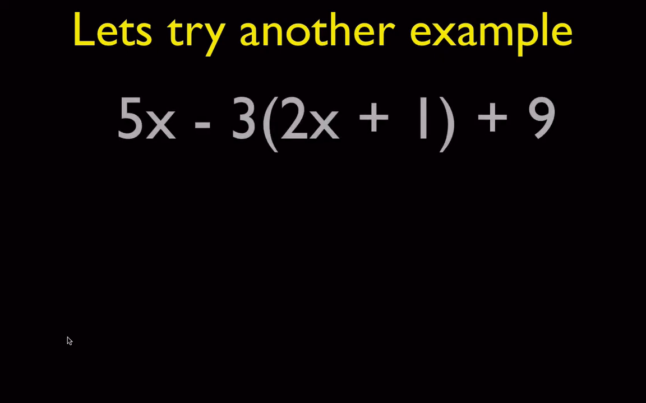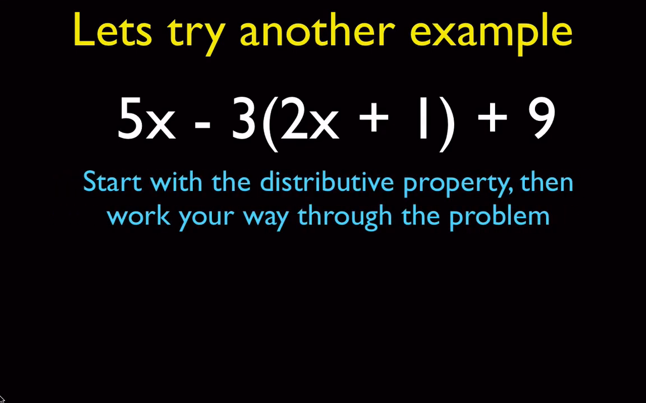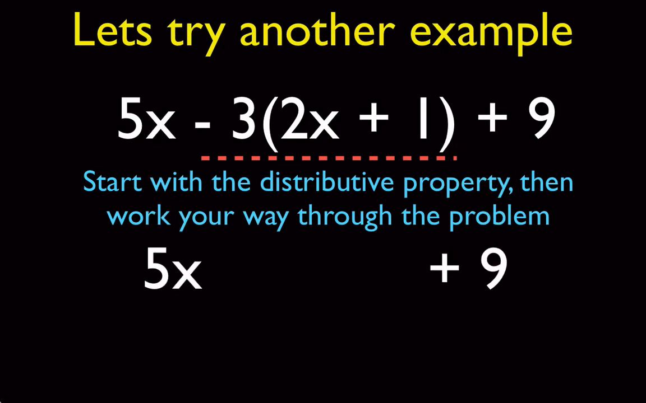So let's try another example. Here you'll notice that the distributive property is right in the center. Notice I underline the negative sign, and that's important because we want to make sure that we are including it when we do our multiplication step. Next step, write everything that's left over down below. Now we go to the distributive property.